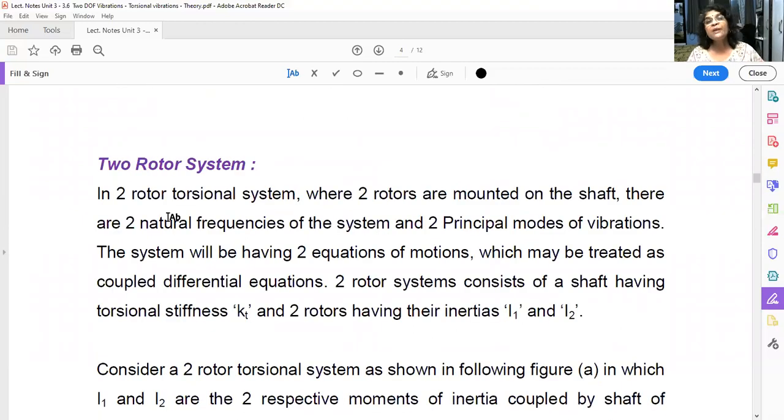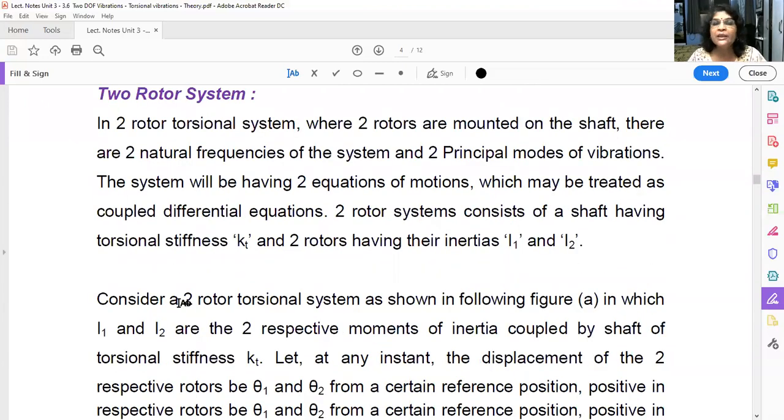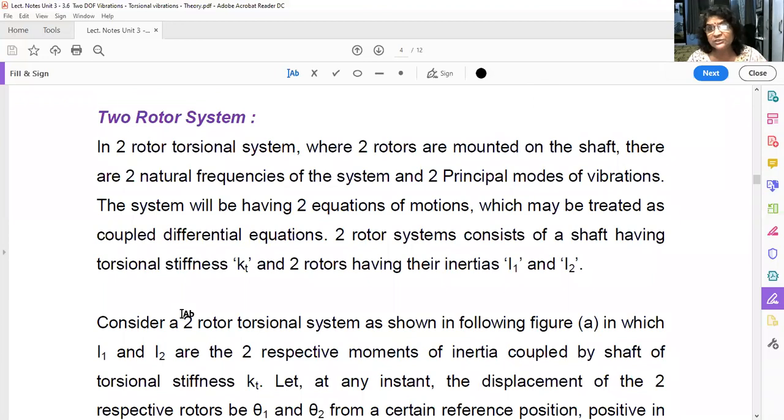Now, what do you mean by 2 rotor system? The best application of the 2 rotor system is the front wheels or the rear wheels of cars, which are connected with the axle. These 2 rotor systems can vibrate in a torsional fashion. So in a torsional system where 2 rotors are mounted on the shaft, there are 2 natural frequencies of the system and 2 principal modes of vibrations. Already we have learned this in longitudinal vibrations and in combined vibrations also. The system will have two equations of motion, which may be treated as coupled differential equations.